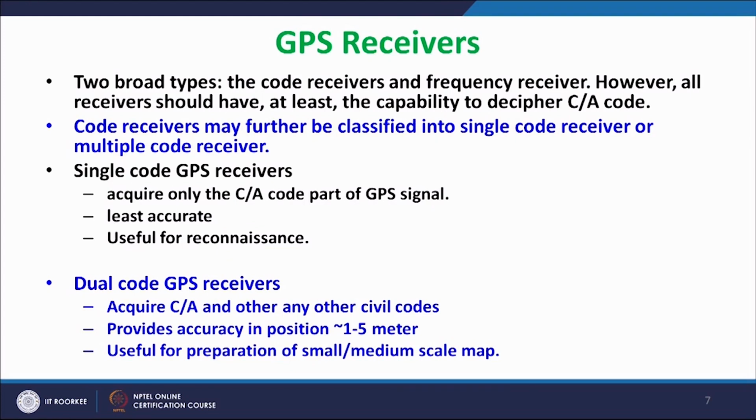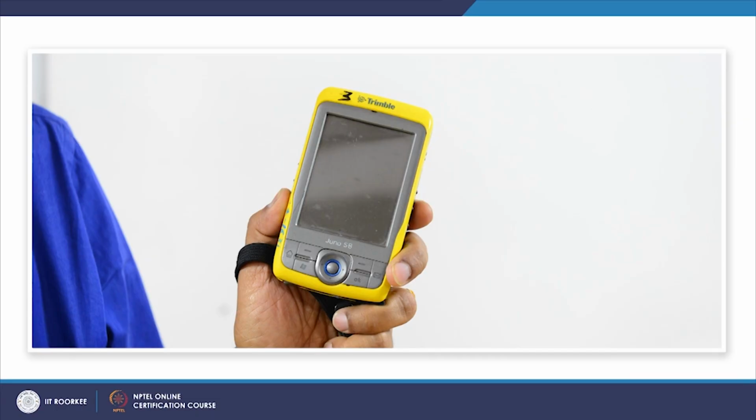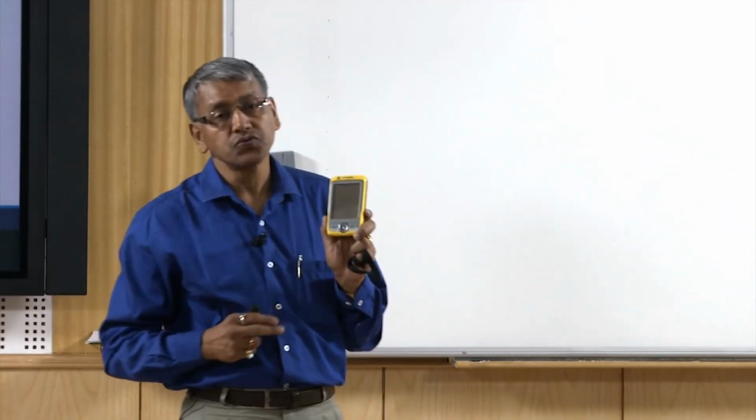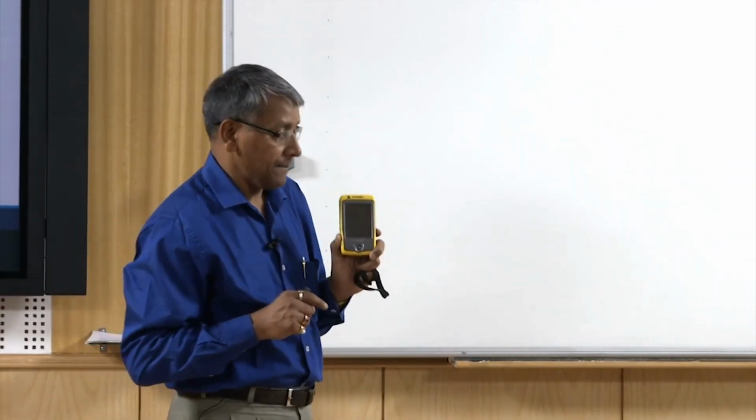A dual code receiver or multi code receiver provides positional accuracy of the order of meters, 1 to 5 meters, and this type of receiver we generally use for small scale mapping purpose. Now this is a dual code GPS receiver and this receiver may be used for mapping purpose.